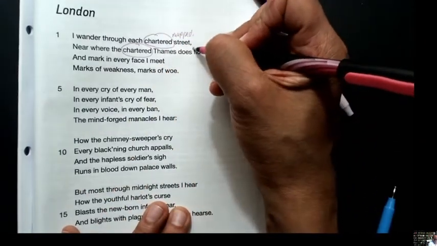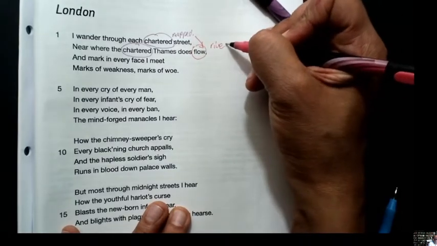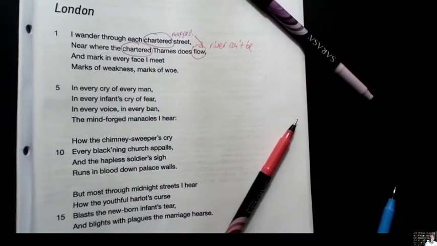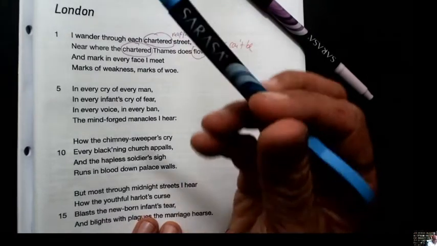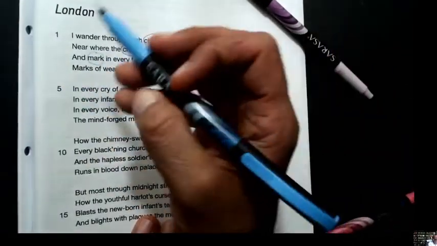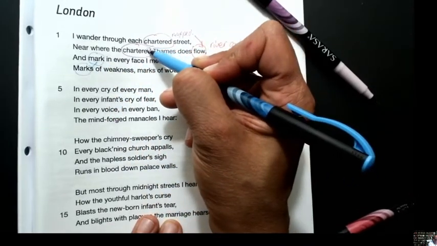But the river can't be. Right away you get this tension between control and just release. But what he sees, what he notices, are marks. So again, he changes the meaning and the use of words.